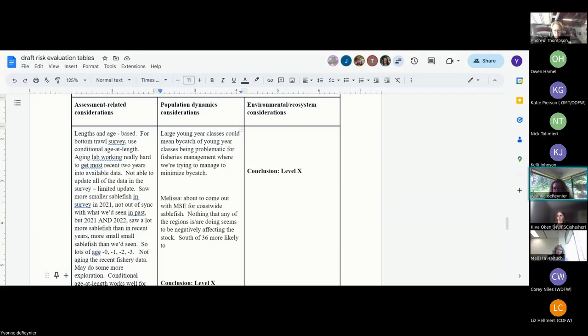So let's talk about ecosystem considerations and whether there are any environmental conditions that we know or think might particularly affect sablefish. Folks from the CCIEA, do you have any wisdom to share on variables that we need to think about for sablefish in particular? Yeah, sorry to jump in. What is causing these big year classes? Anybody know? Any theories?